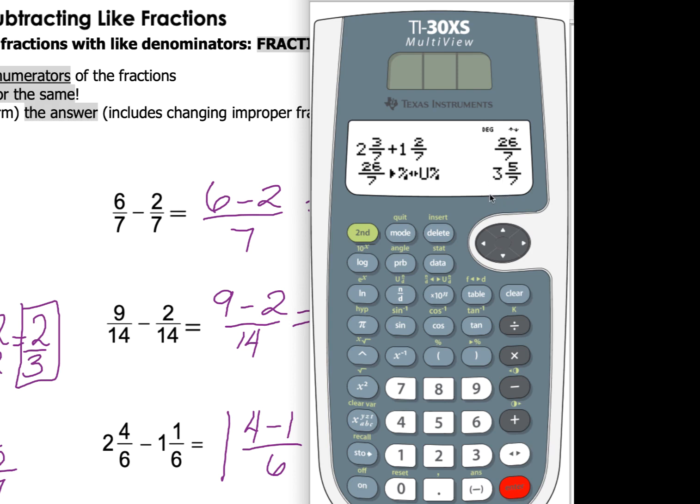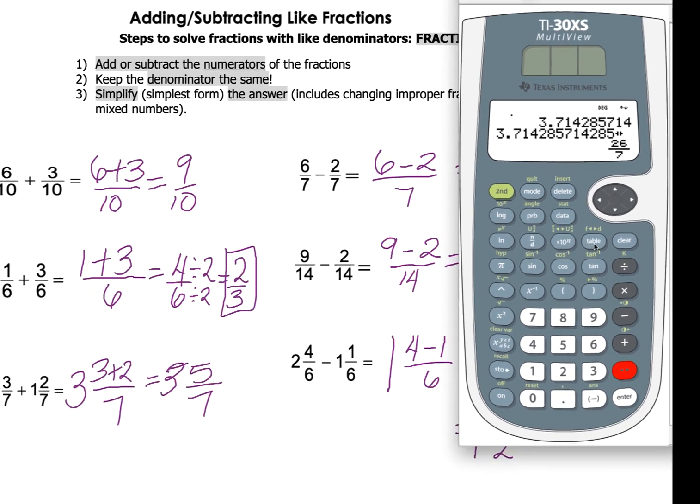Now, if you were on the Tasc test and they wanted their answer as a decimal, this is your friend right here. If you press this, it converts your answer directly to a decimal. If you press it again, it'll take you back to your fraction, your improper fraction.